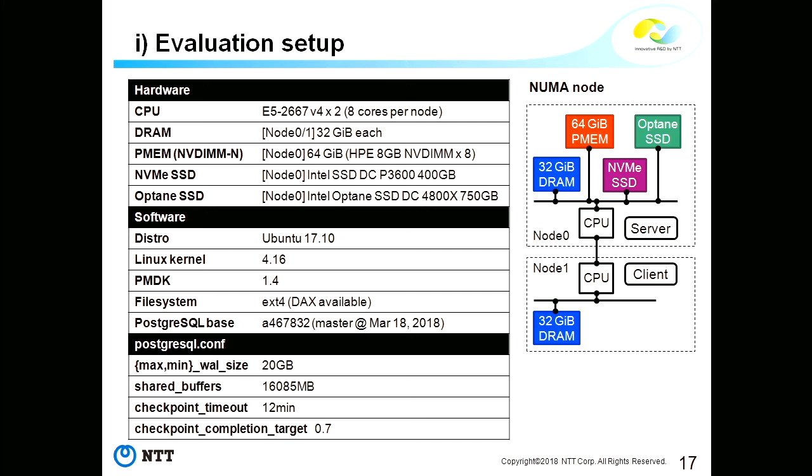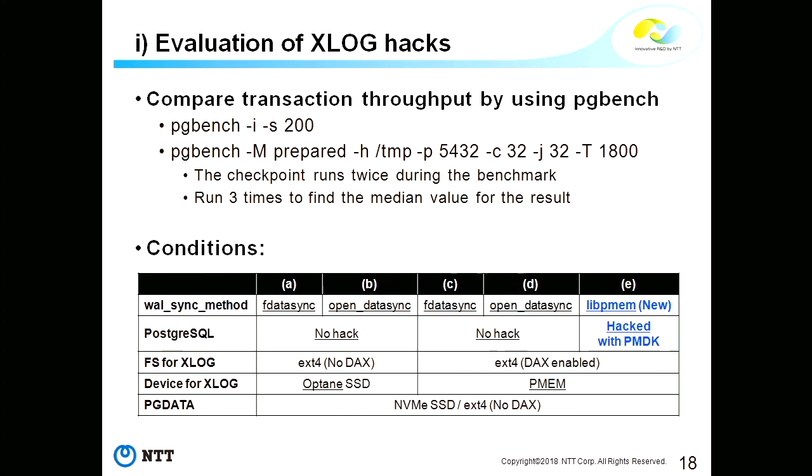I use one x64 computer with two NUMA nodes. I dedicate node 0 to the PostgreSQL server and node 1 to the client, such as pgbench or psql command. And postgresql.conf is like this. To evaluate xlog hacks, I compare transaction throughput by using pgbench on the five conditions below. The pgbench parameters are here.